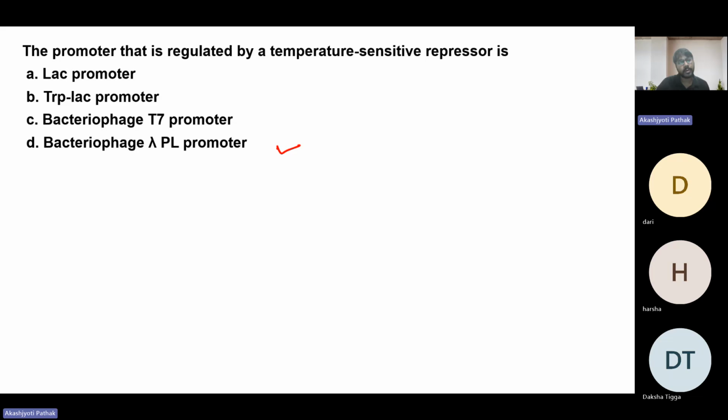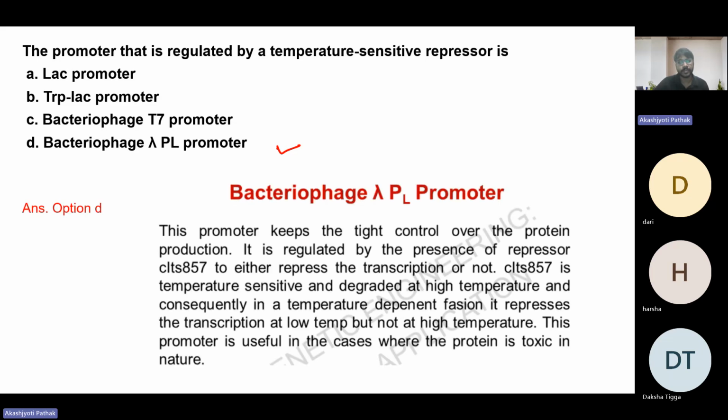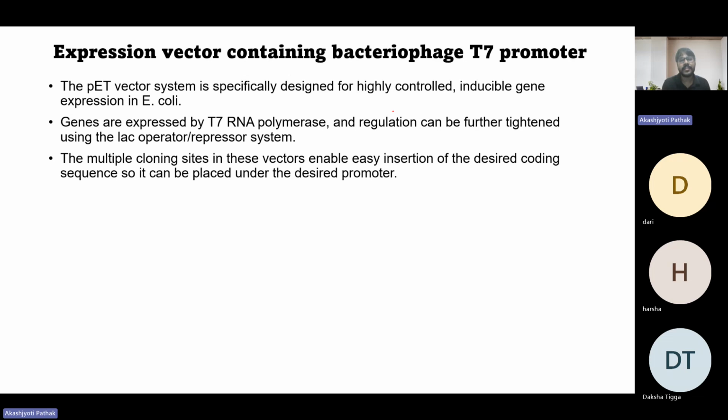Yes, sir, okay, you understood this. So this is a temperature sensitive promoter. You will do the expression by regulating the temperature of incubation. Now, an expression vector containing the bacteriophage T7 promoter is the pET vector system that we just learned.